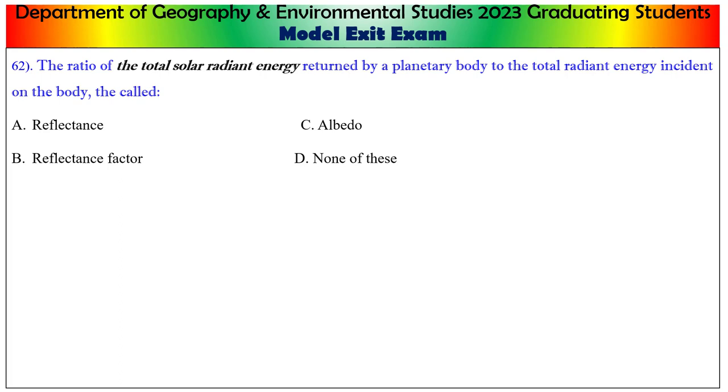Question number 62. The ratio of total solar radiant energy returned by the planetary body to the total radiant energy incident on the body is called: A. reflectance, B. reflectance factor, C. albedo, D. none of the above. The answer is C, albedo.